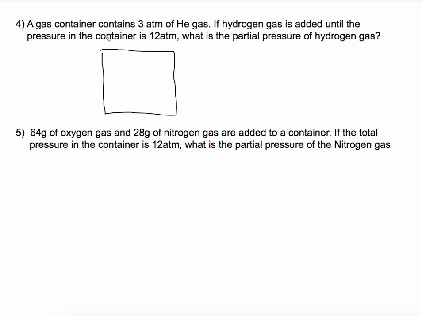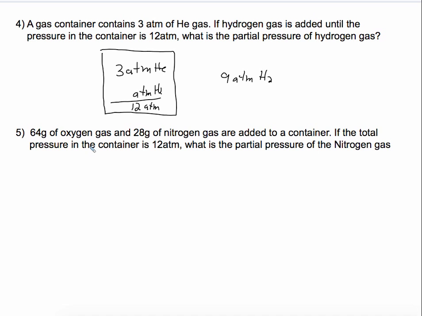Okay, number 4 is a pretty simple problem, but it seems like people miss it on the test. I don't know why. So, okay, a gas container has 3 atmospheres of helium. Now they're adding hydrogen gas, so they're adding so much hydrogen until the total pressure in the container is 12 atmospheres. So 3 plus what is going to equal a total of 12 atmospheres. Well, that must be 9 atmospheres of hydrogen, because the partial pressures must add up to the total.